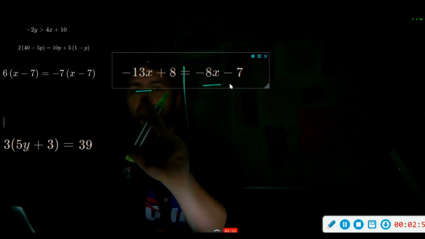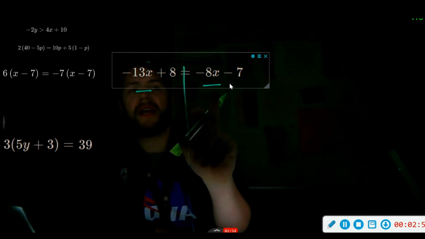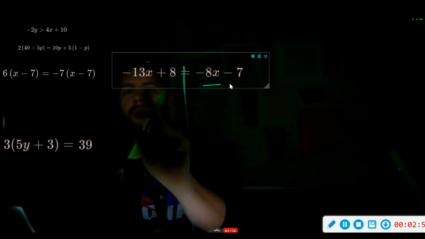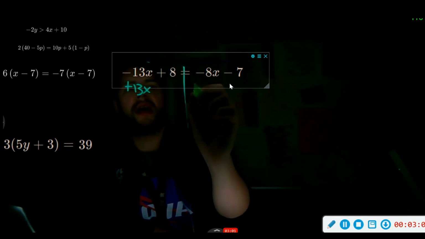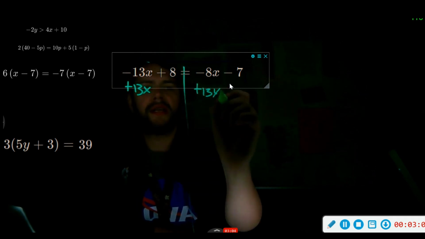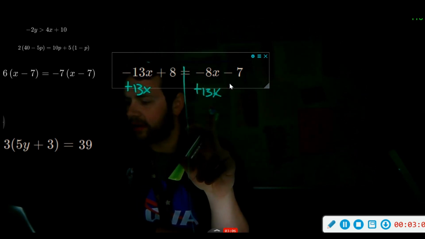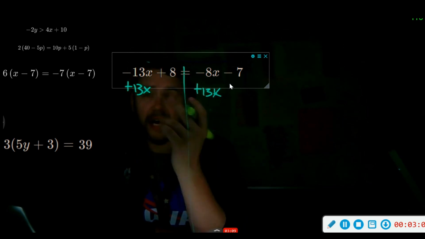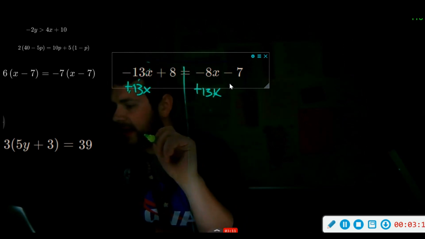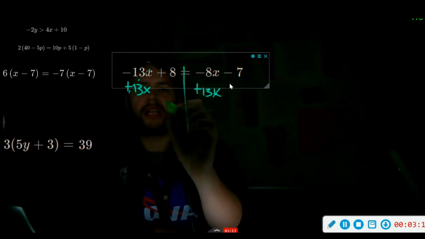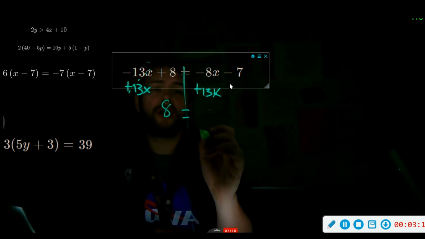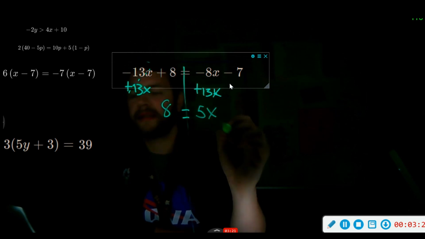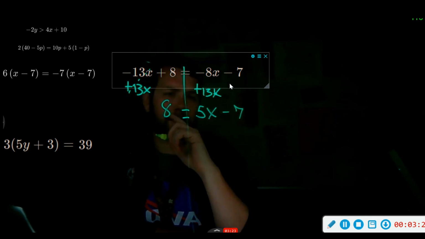We can either start by adding 13x to both sides, or we can add 8x to both sides. I am going to start by adding 13x, and there's a reason why I choose to add 13x first. That reason is I'll have a positive number here, but if I were to add 8x, I'd still have a negative. We really want to avoid negative numbers if we can. So it's going to leave me with 8 equals negative 8 plus 13, which makes 5x minus 7.